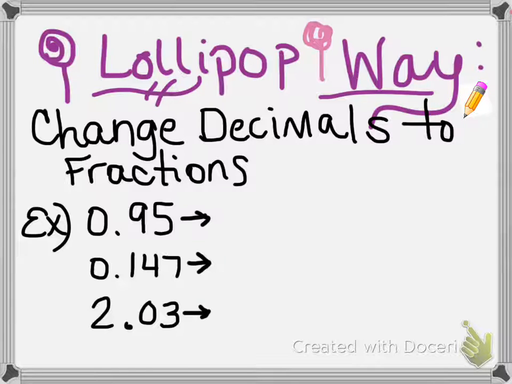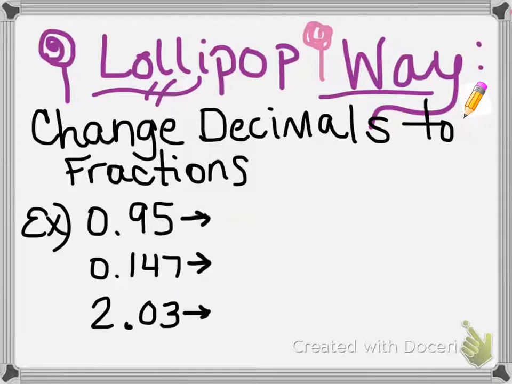If you understand and remember your place value for decimals, the tenths, hundredths, thousandths, really if you know your place value, there's no need for any lollipop tricks, but for those of you that have trouble sometimes remembering the place values, the lollipop way will help you out. So here's what we do with the lollipop. So we've got 0.95, which is read 95 hundredths. Some people can say the decimal and turn it into a fraction just by reading it. Others need a little more help.